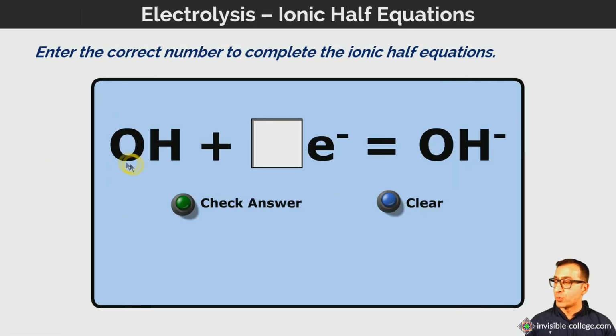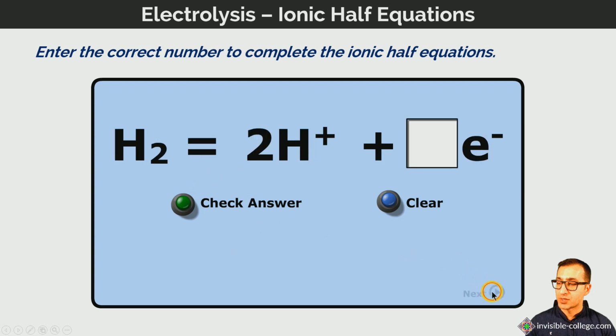Okay, another fairly straightforward one. So we have OH on the left here. This is electrically neutral. And we have OH-, a single negative charge on the right-hand side. So on the left, to balance the charges, we need 1 electron. Okay, let's try another one.